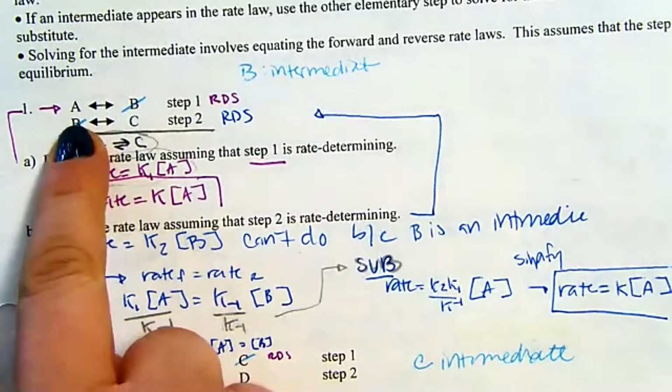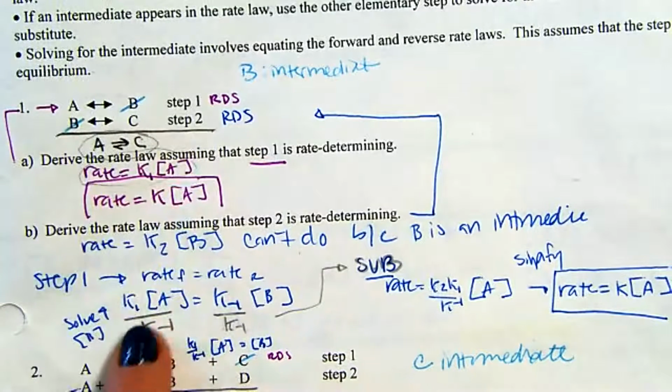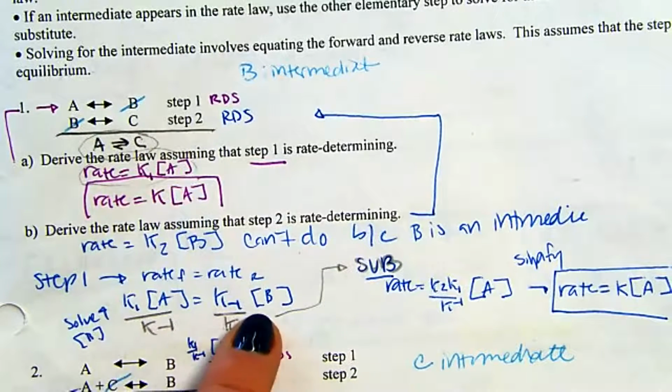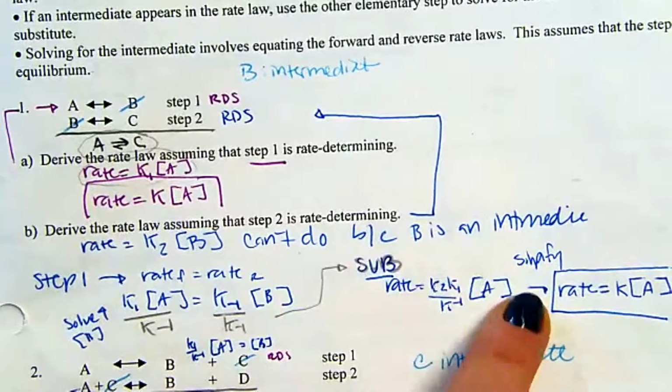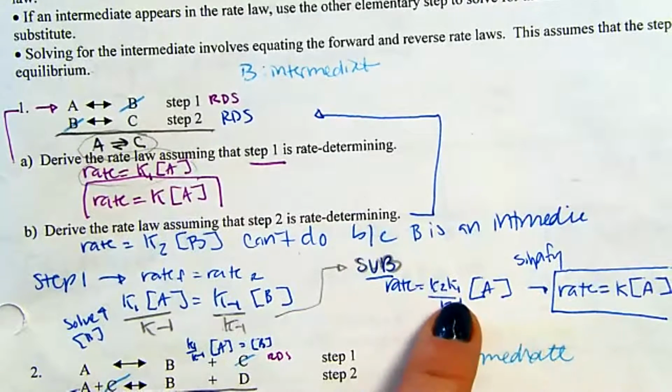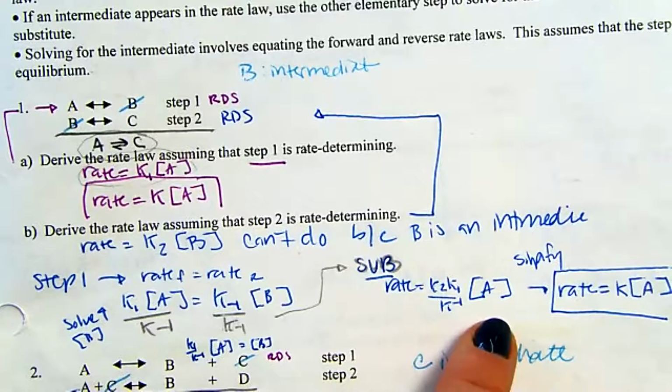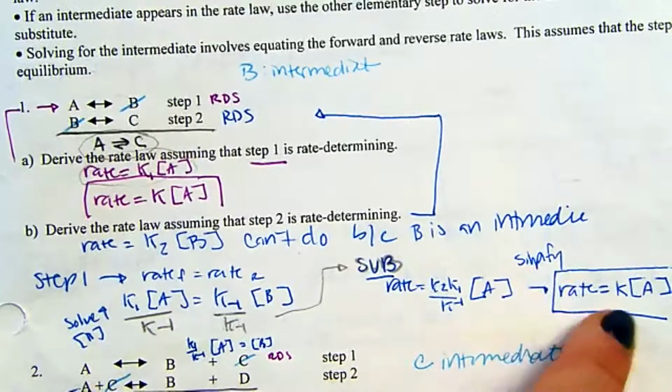So I'm going to set step 1 forward and reverse rates equal to each other. So K1 times A equals K negative 1 times B. Solve for B, divide by K negative 1 on both sides. So when I substitute back in, K2 times K1 over K negative 1 times A, which simplifies to rate equals K times A.